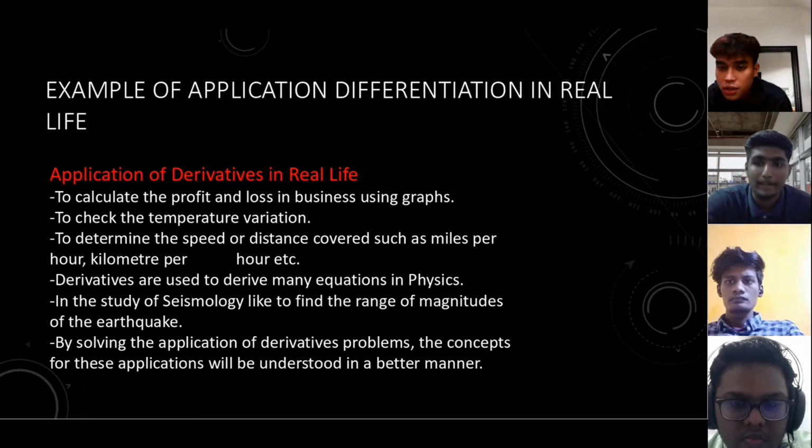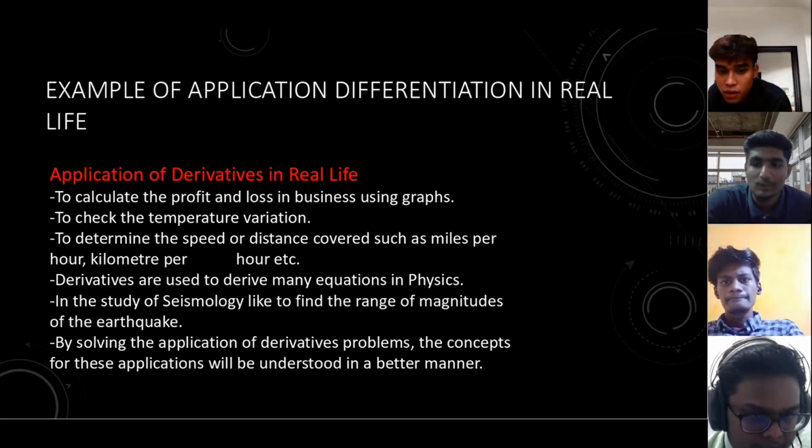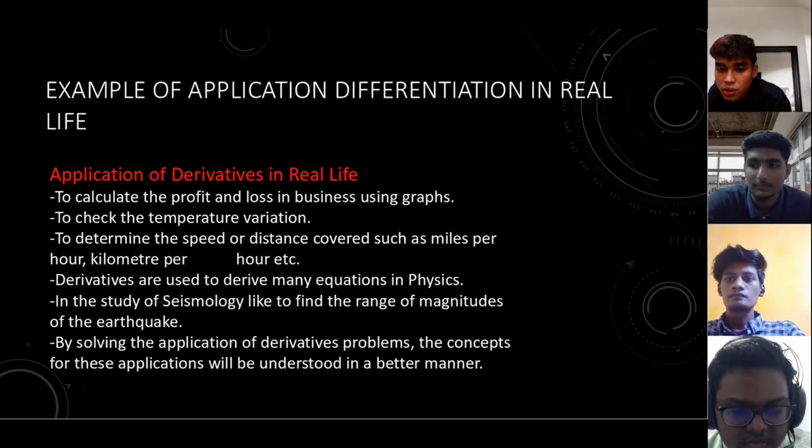Example of application of differentiation in real life. First one is to calculate the profit and loss in business using graph. To check the temperature variation, to determine the speed or distance covered such as miles per hour, kilometers per hour. Derivatives are used to derive many equations in physics. In the study of seismology, to find the range of magnitudes of an earthquake. By solving the application of derivative problems, the concept for this application will be understood in a better manner. Next.